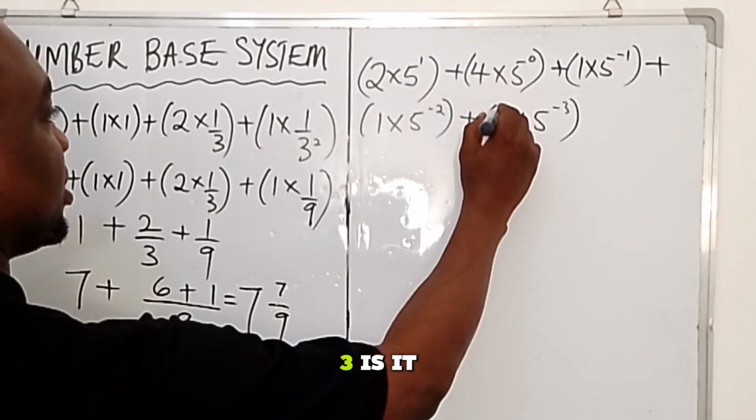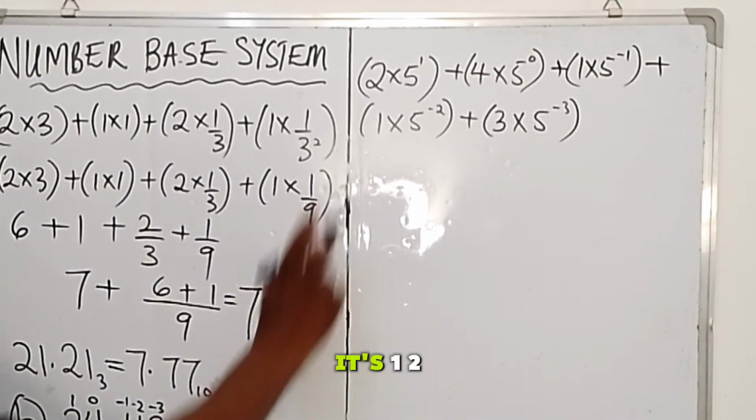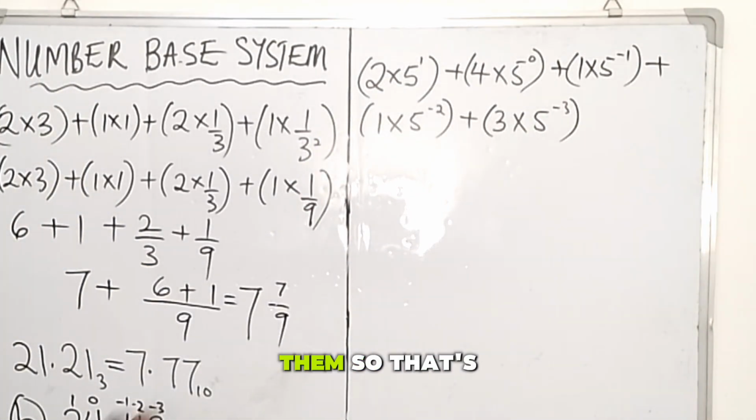Sorry, this is 3. It's a 3 here. I have 5 digits, so it's 1, 2, that's 5 of them. So that's a 3 there.